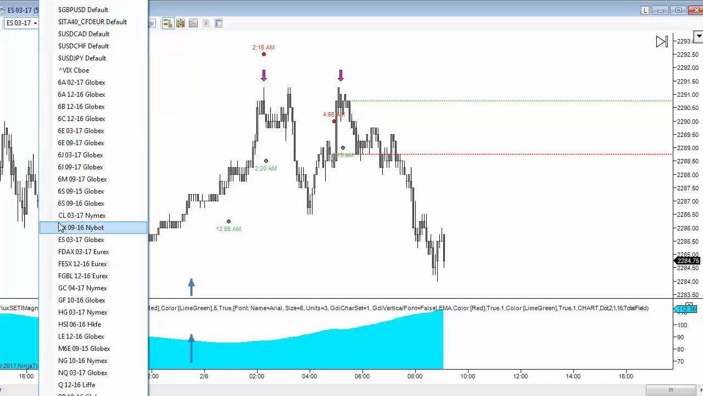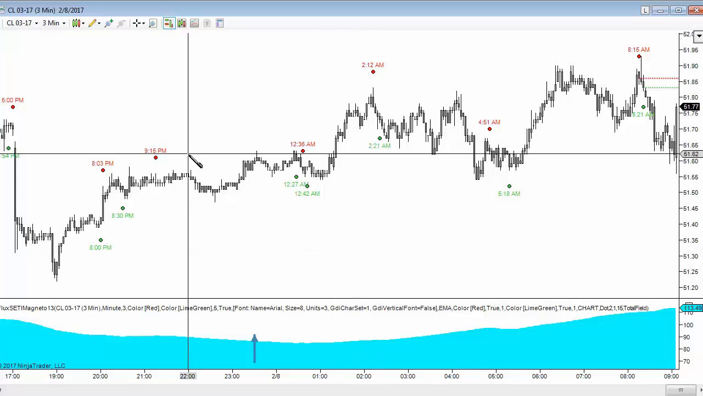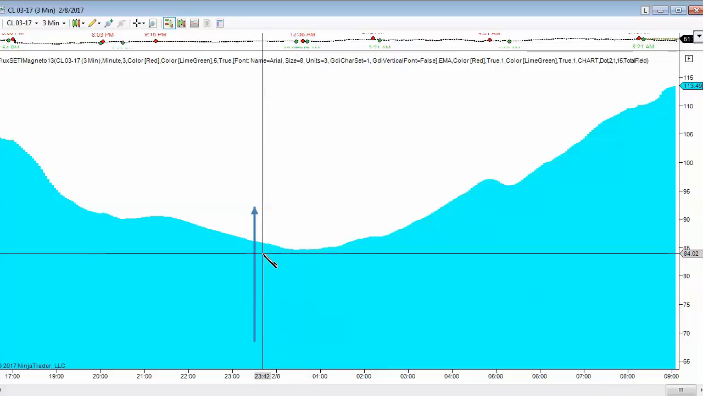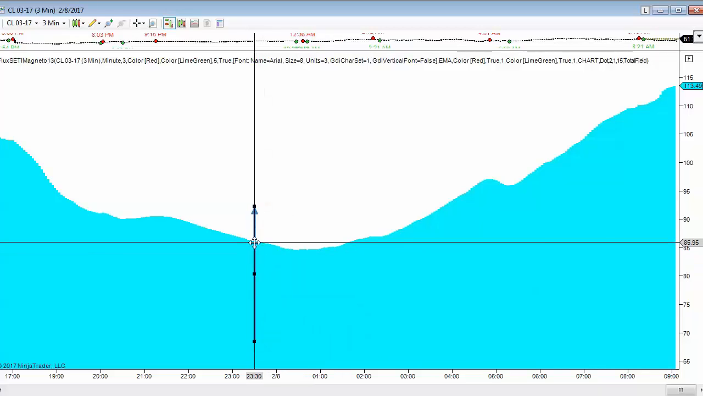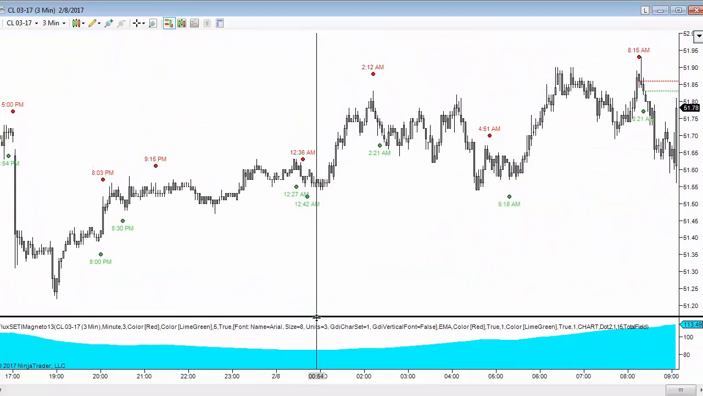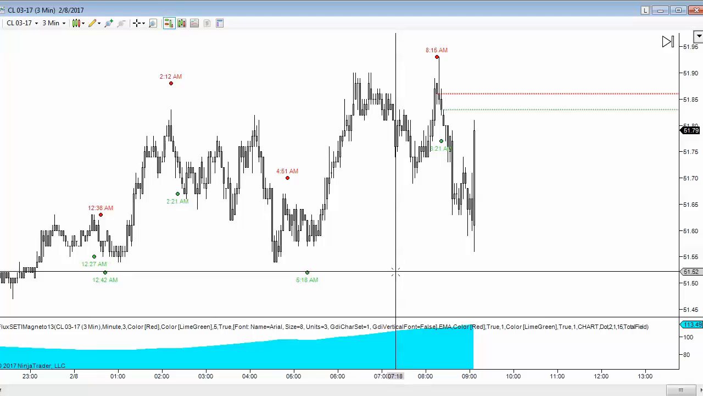Let's go ahead and change this over to crude. This is a 3-minute crude futures chart. And these are 3-minute satellite signals measuring the environmental conditions that we trade in and around. This is the room getting cold, the room getting hot. Derek, do you see any correlations between the two so far this morning?